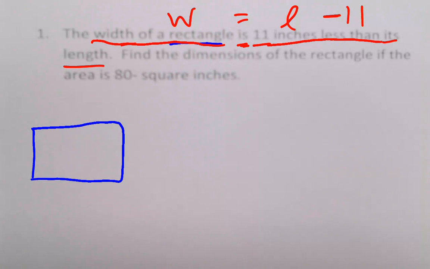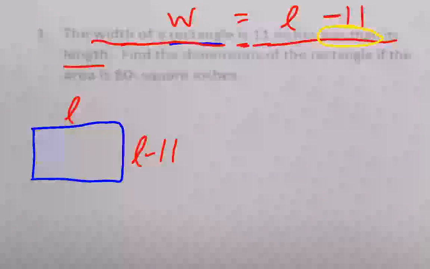So that means if I have my length L, then I can also label my width in terms of length. So in terms of length, this would be length minus 11. The width of my rectangle is 11 inches less than its length. Please, please, please make sure that when you see the less than, you flip the order. I don't write 11 minus L. I write L minus 11.